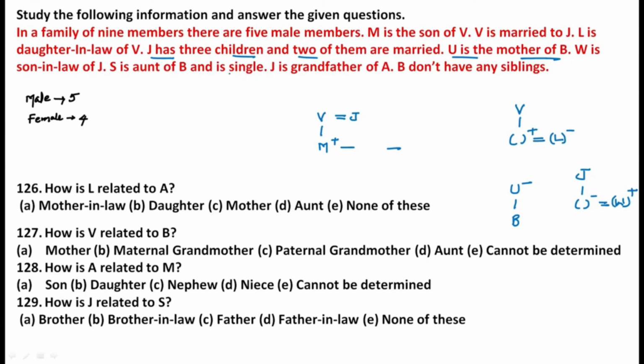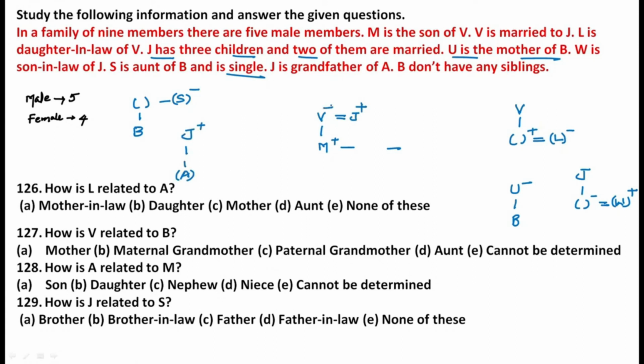And next one. S is the aunt of B and is single. S is the unmarried person. S is the aunt of B means B's parent's sister is S, and S is the aunt. And the person is single. Now J is the grandfather of A. J is the grandfather of A. Now we can conclude that J is the male person, which means the other parent, B, is the female person.